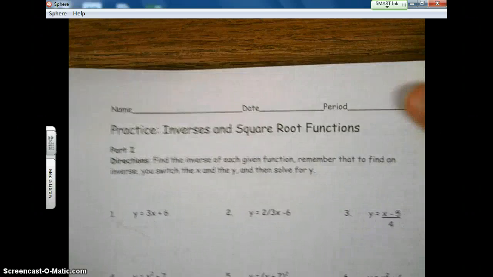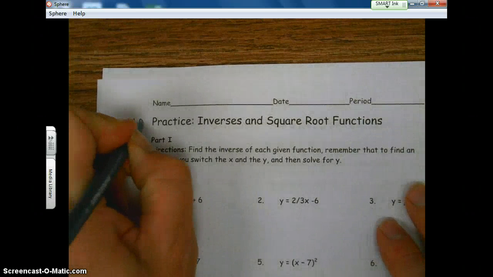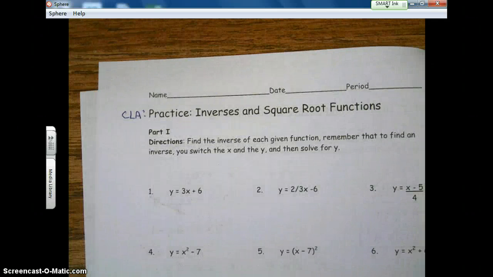Okay, so tomorrow when you get here, we're going to go ahead. This is going to be the quiz for tomorrow when you come to class. So if you want to get a head start on it, go for it.